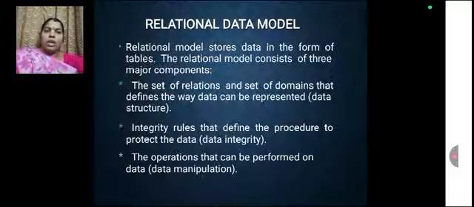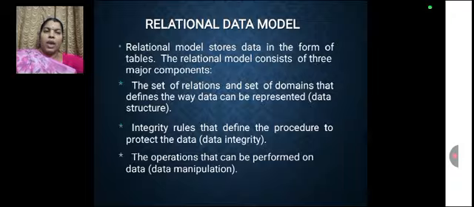Next one is the relational data model. The relational data model stores data in the form of tables. The relational model consists of three major components: the set of relations and the set of domains that define the way the data can be represented, integrity rules that define the procedure to protect the data, and the operations that can be performed on the data.